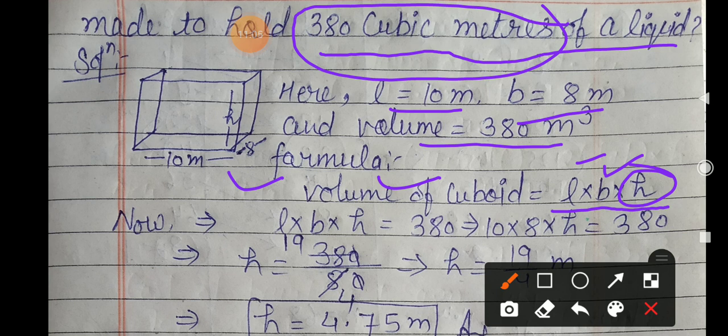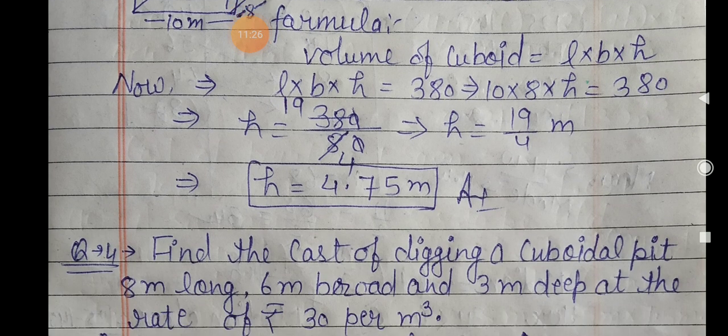So we have to solve this question here. You have to see L into B into H is equal to 380, and you have to put the value of L as 10, breadth as 8, and find H. Clear? And then after that you get your H, and how to get your H you very well know.